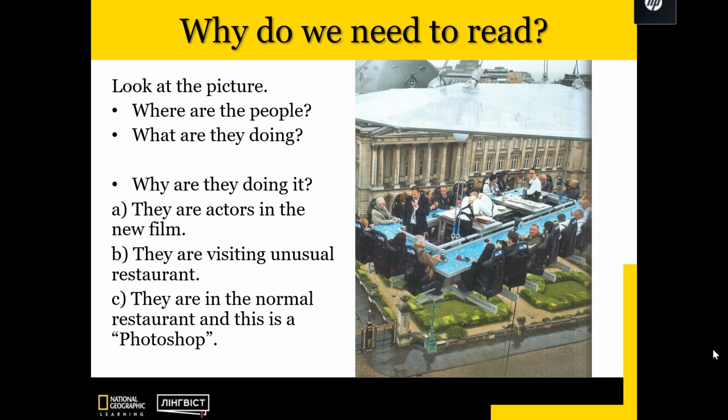Is it A, B, or C? Okay, I see different answers. And now I would like to engage you in doing the task. So please remember the picture, and I'm going to give you a poll, right? You have to choose the answer. Not the correct answer, but what do you think the people are doing? So is it A, B, or C? You will have 2 minutes to answer the questions.